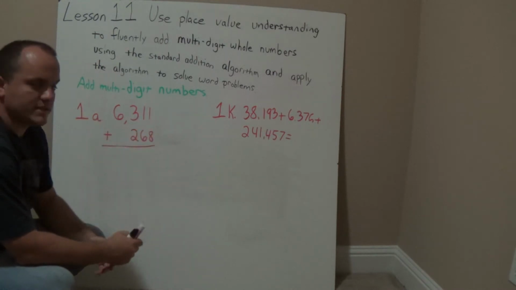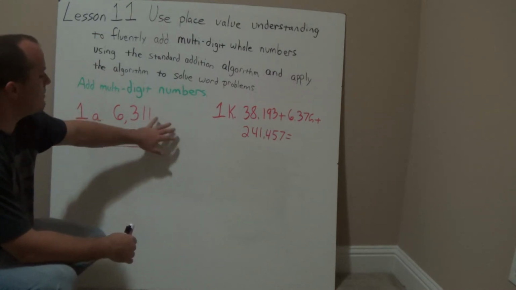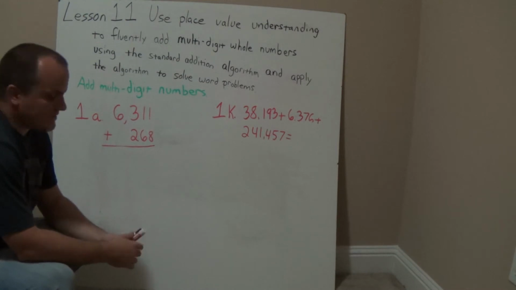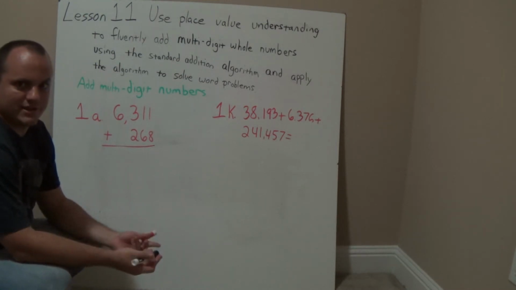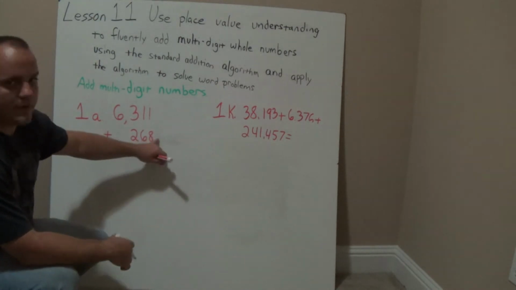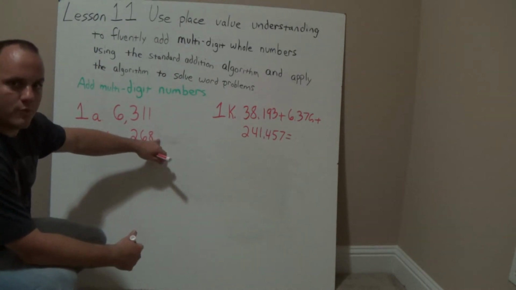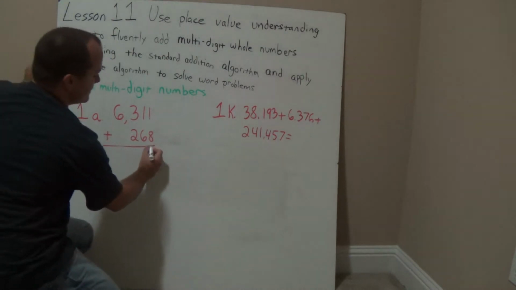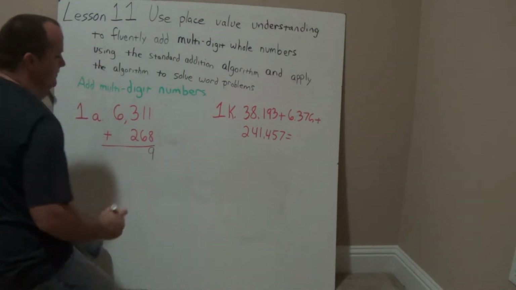So here's my ones place. I'm going to start off with my ones place. 1 plus 8. Well, we remember from kindergarten, first, second grade, 1 plus 8 is 9. If you forgot, start at your big number, 8. Count up one more, 8, 9. So there's my 9 that would go in my ones place.